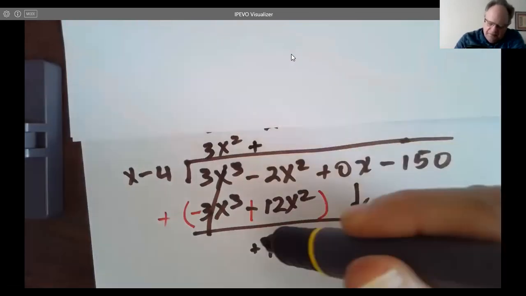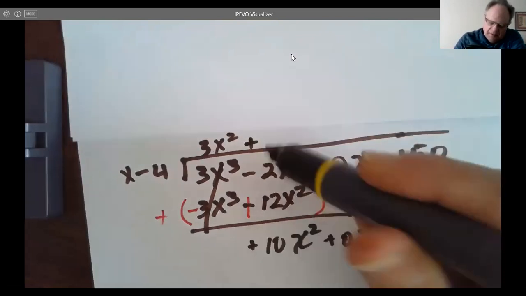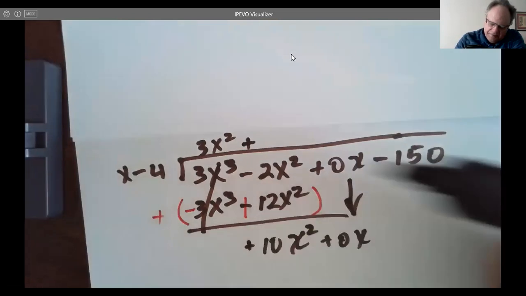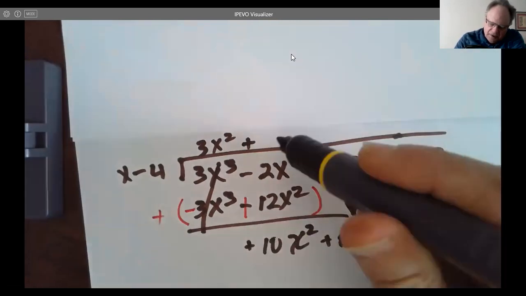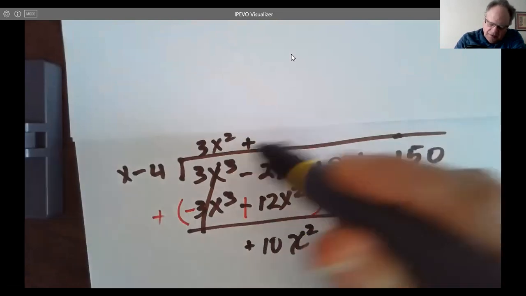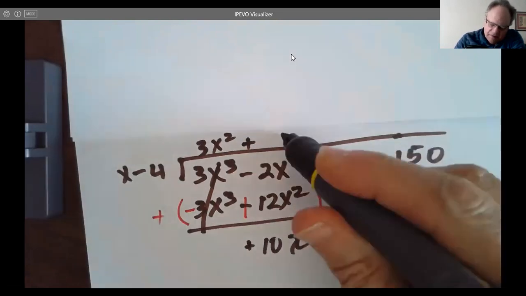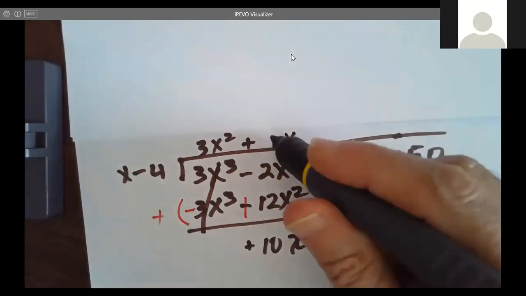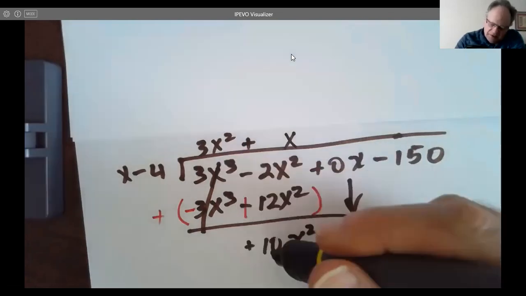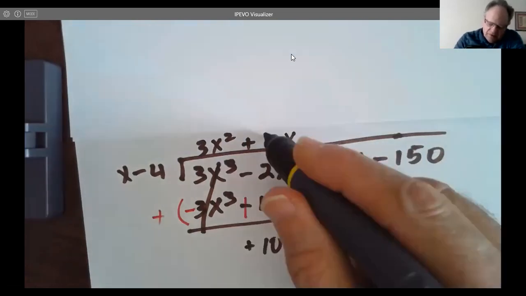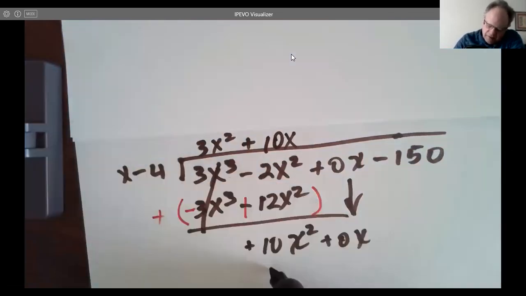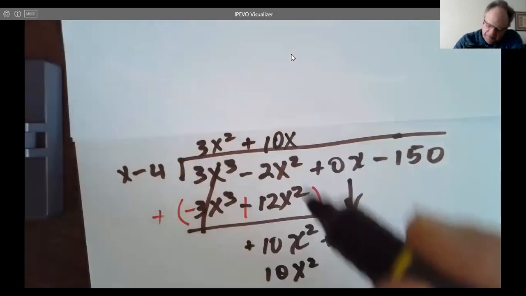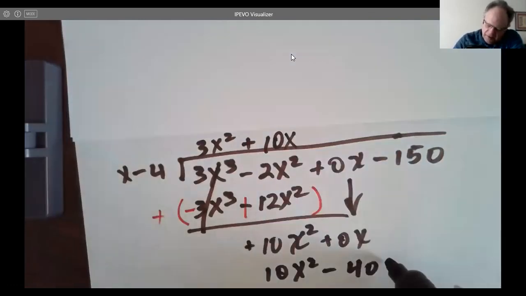If the first term in the next row is a negative, then we put a minus. Well, this is positive, so we put a plus there. So we ask ourselves, what times x will give us x squared? Let's start with that first. Well, x does. X times x is x squared. And so if we put 10 times x, that gives us 10x squared. So 10x times x is 10x squared. And 10x times a minus 4 is a minus 40x.